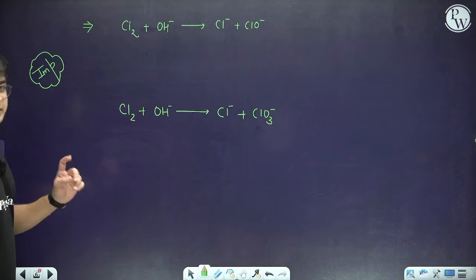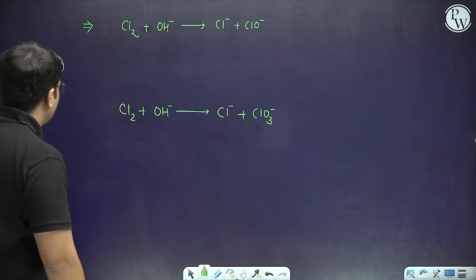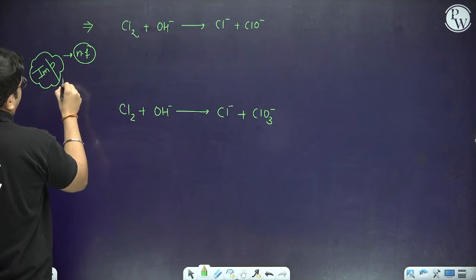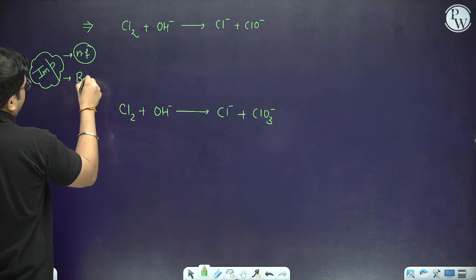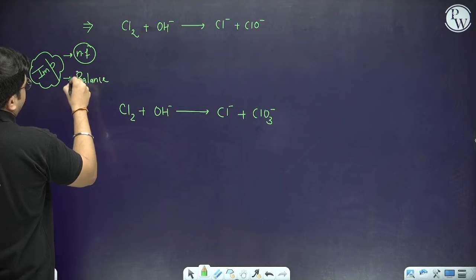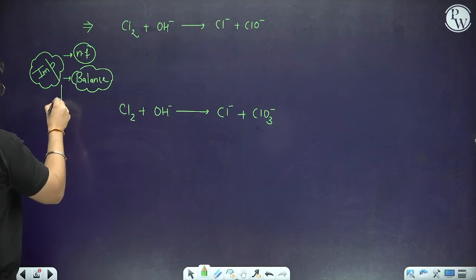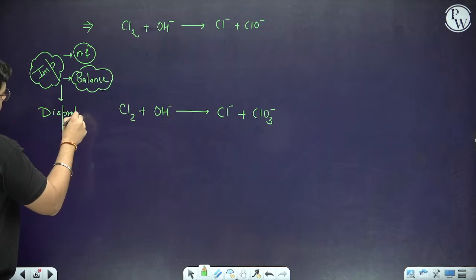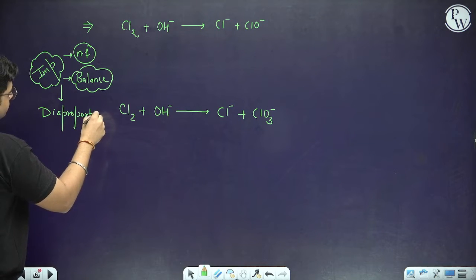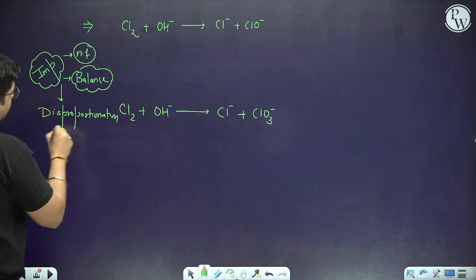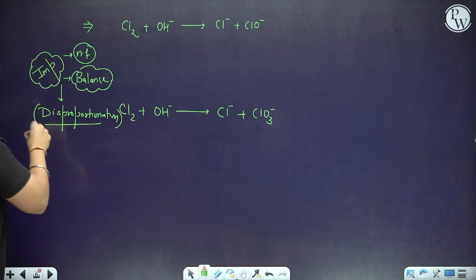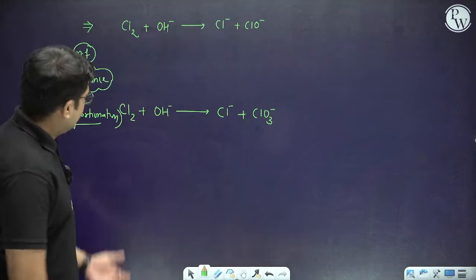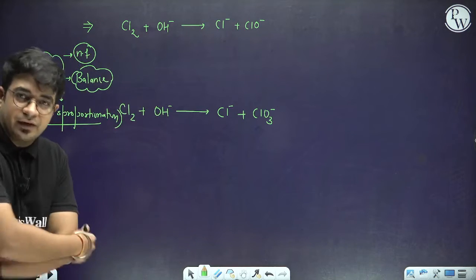First thing in that case, if somebody asks you what is the n factor and how to balance these types of equations, because this is a disproportionation reaction. So how to balance this reaction? This is the first question. And second, how to calculate the n factor in this particular case.